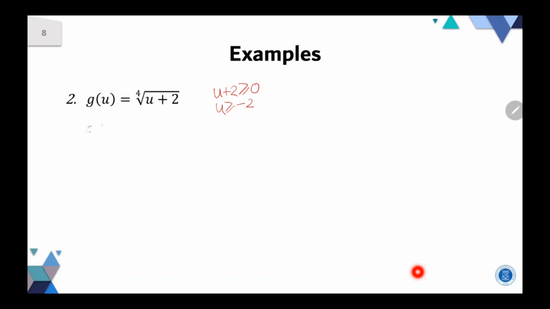So we have here the natural domain of the function g, or we can write it as Dg, is equal to the set of u where u is greater than or equal to -2. Yeah, so remember, the natural domain is a set, so you have to write it in terms of a set.